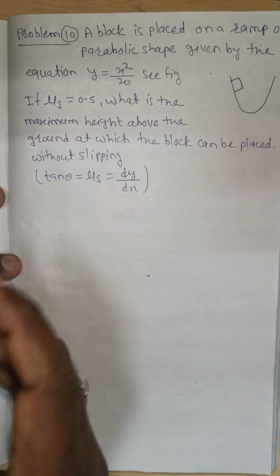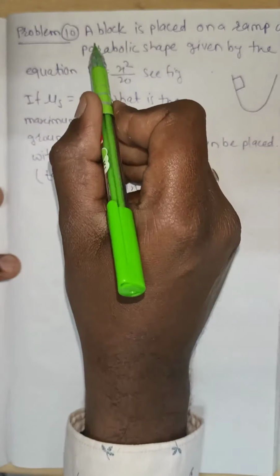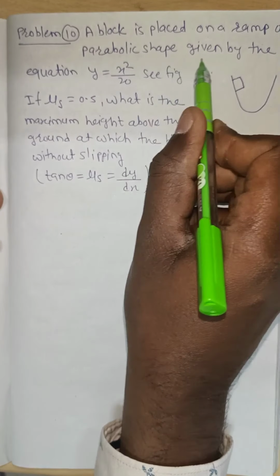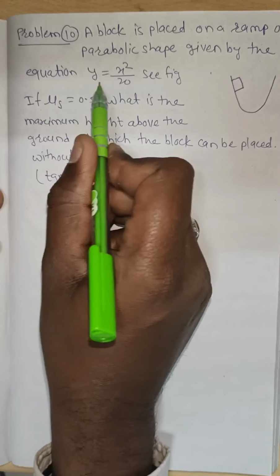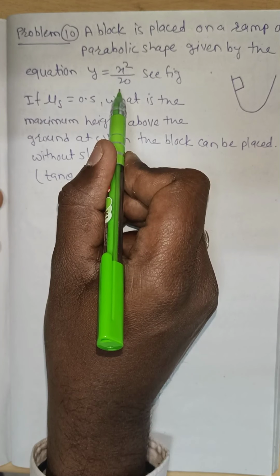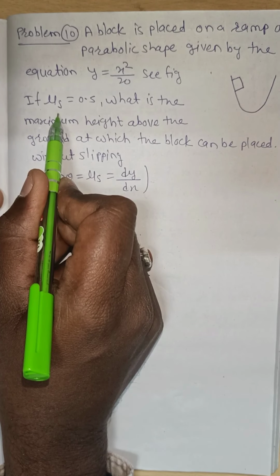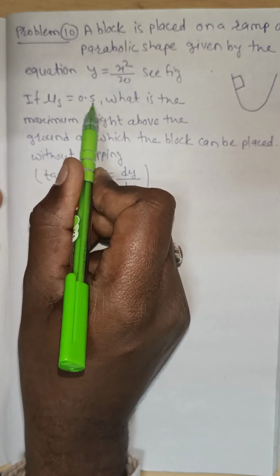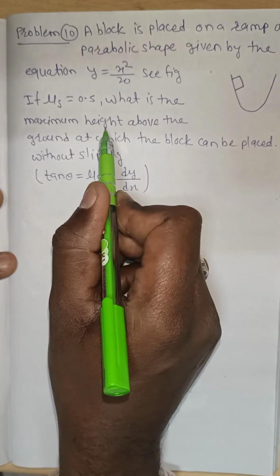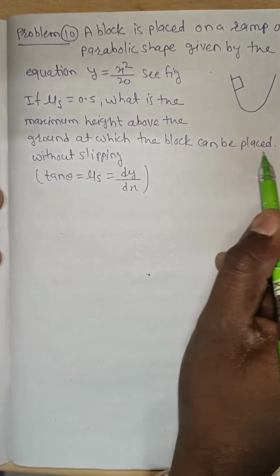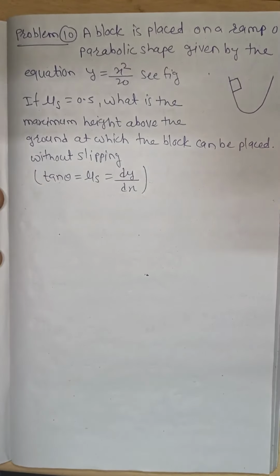Hi everyone. Now problem number 10. A block is placed on a ramp of parabolic shape given by the equation y is equal to x square by 20. See figure. If mu s, that is the coefficient of static friction, which is equal to 0.5, what is the maximum height above the ground at which the block can be placed without sliding?